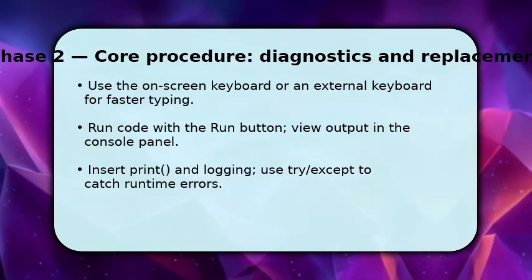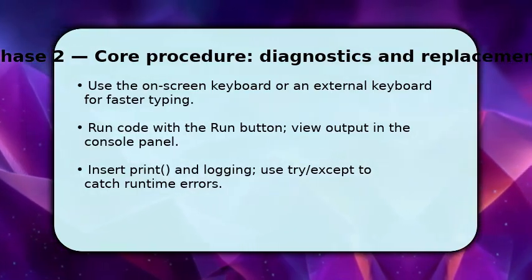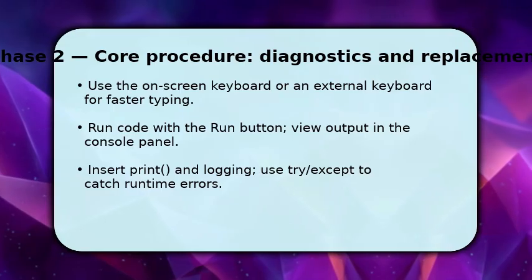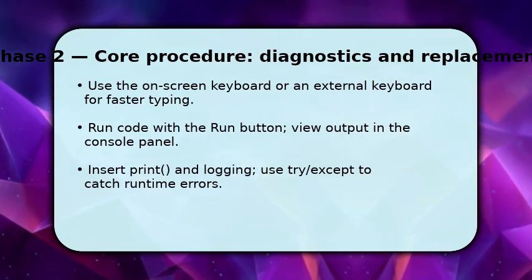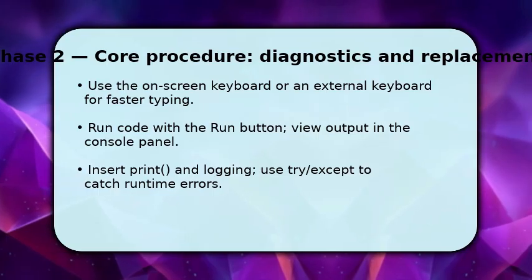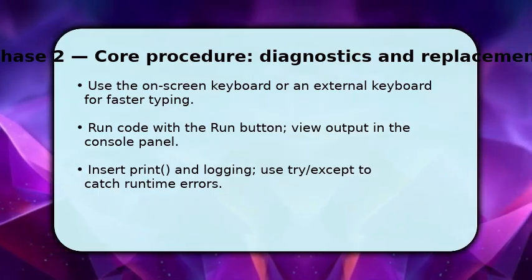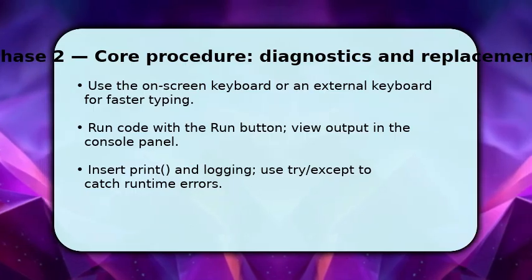To debug, sprinkle print statements or use Python's logging, and wrap risky calls in try/except so you can surface meaningful messages. Make sure to save often. Replit autosaves, but manual saves help when switching tabs or apps.